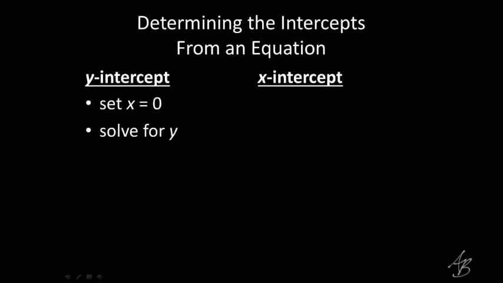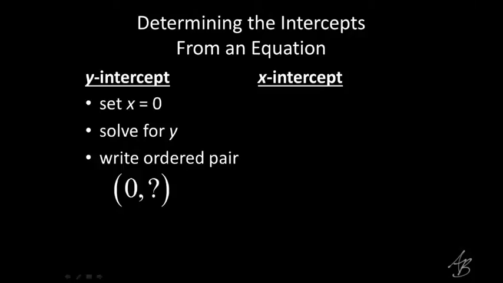So it's going to be 0, because x is 0, comma, whatever the y coordinate is, and we're going to write that as an ordered pair. All right, so for the y-intercept, we set x equal to 0, we solve for y, we write it as an ordered pair, 0, comma, something. I know you have an ordered pair that looks like this written down on the front of your notes, but I want you to write it down here again. Okay, so the y-intercept is always going to be 0, comma, something.